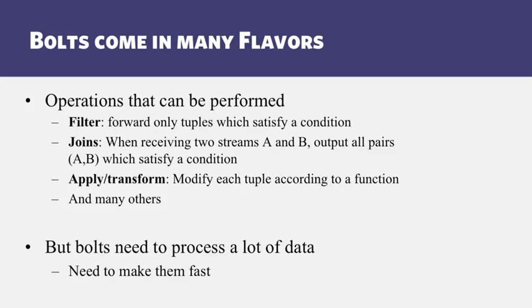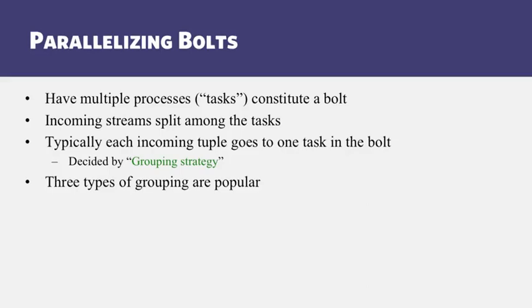But no matter what bolt you implement, the bolt needs to process a lot of data. Remember that we are having very large amounts of data coming in. There are potentially gigabytes per second, maybe even terabytes per second coming into each bolt. And you need to process this large amount of data and process it fast. So in order to make each bolt fast, you can parallelize bolts. You can parallelize a bolt into multiple processes or tasks. So a bolt might consist of multiple tasks, and the incoming stream into that bolt is split among these tasks.